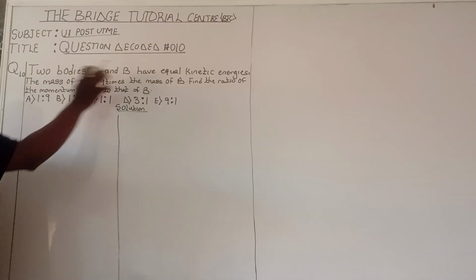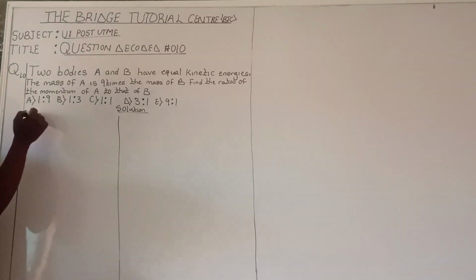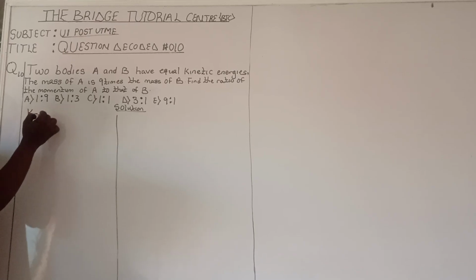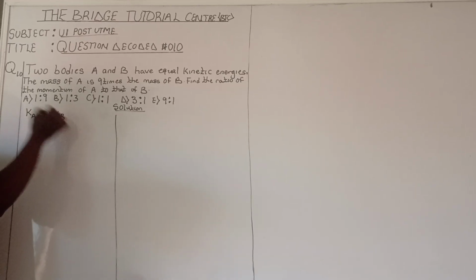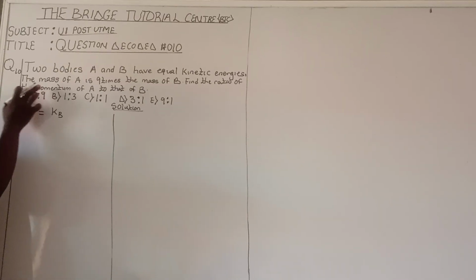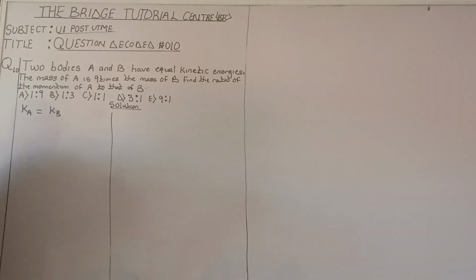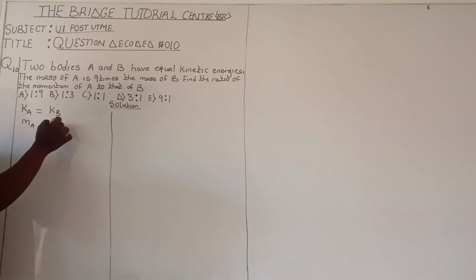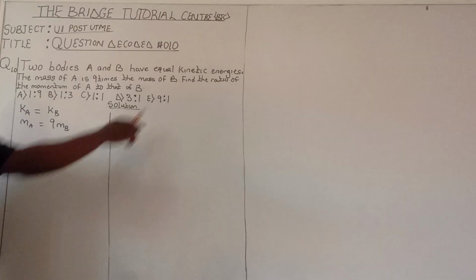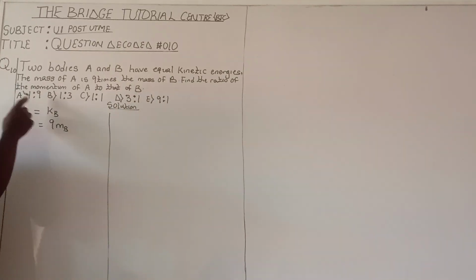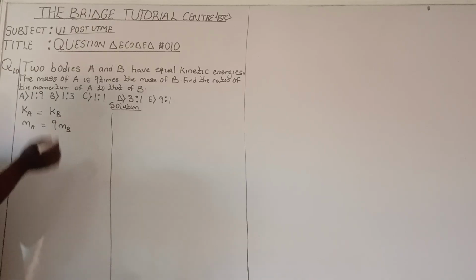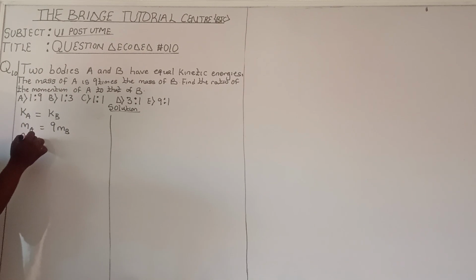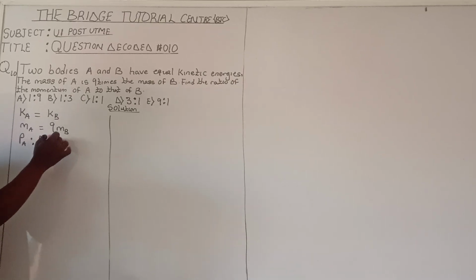Now, moving on, two bodies, A and B, have equal kinetic energy. That is, the kinetic energy of A, I'll be using Ka, is equal to the kinetic energy of B, Kb. The mass of A is 9 times the mass of B. So the mass of A, Ma, is equal to 9 times the mass of B. Find the ratio of the momentum of A to that of B. So what we are looking for is the momentum. I'll be using P for momentum, so we are looking for PA ratio PB. So that is the question.